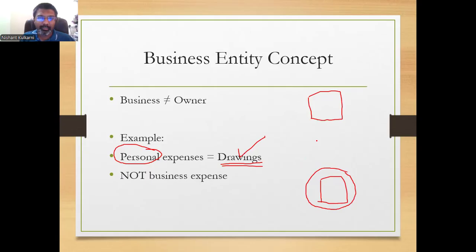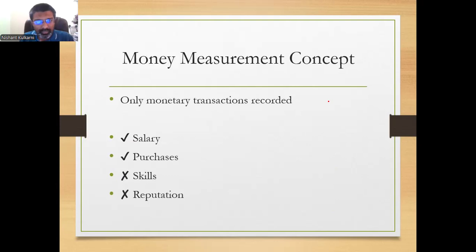Okay, and the business entity concept states the difference between a business and the owner. So a business is different from the owner, detached from the owner, and therefore his own expenses and business related things are separated.